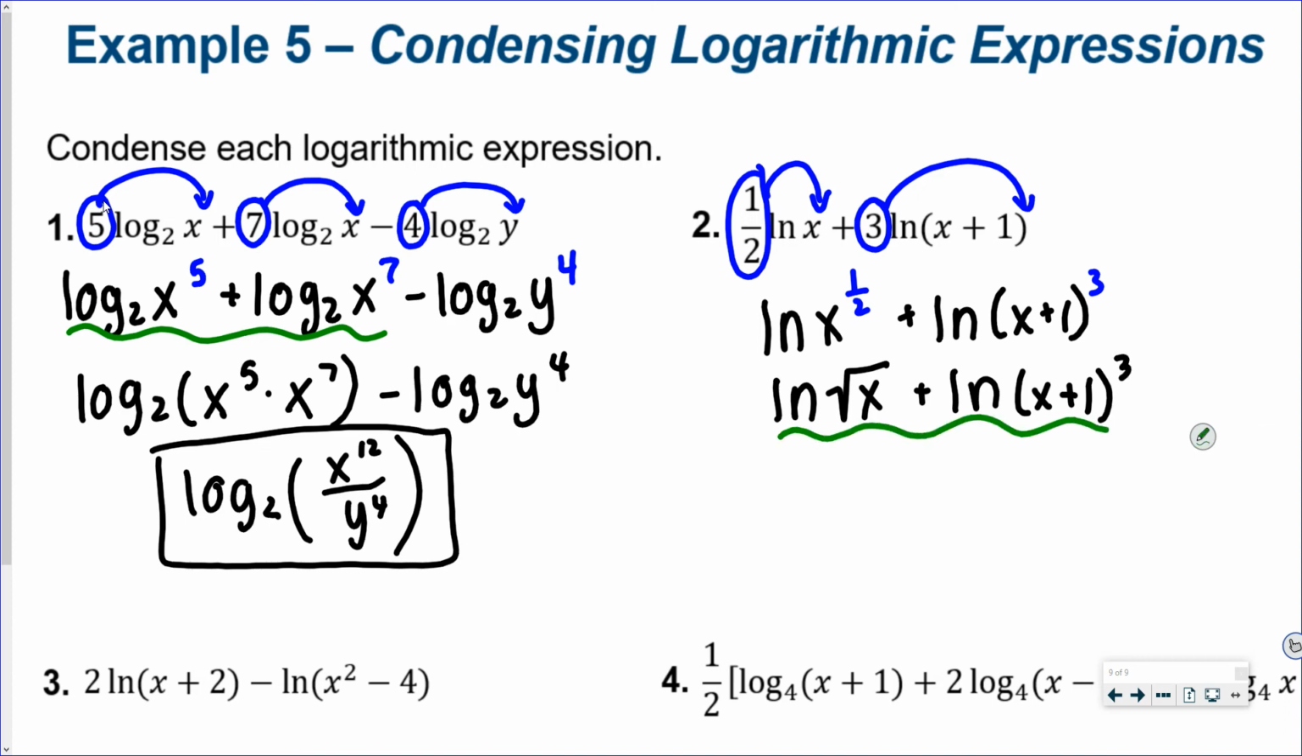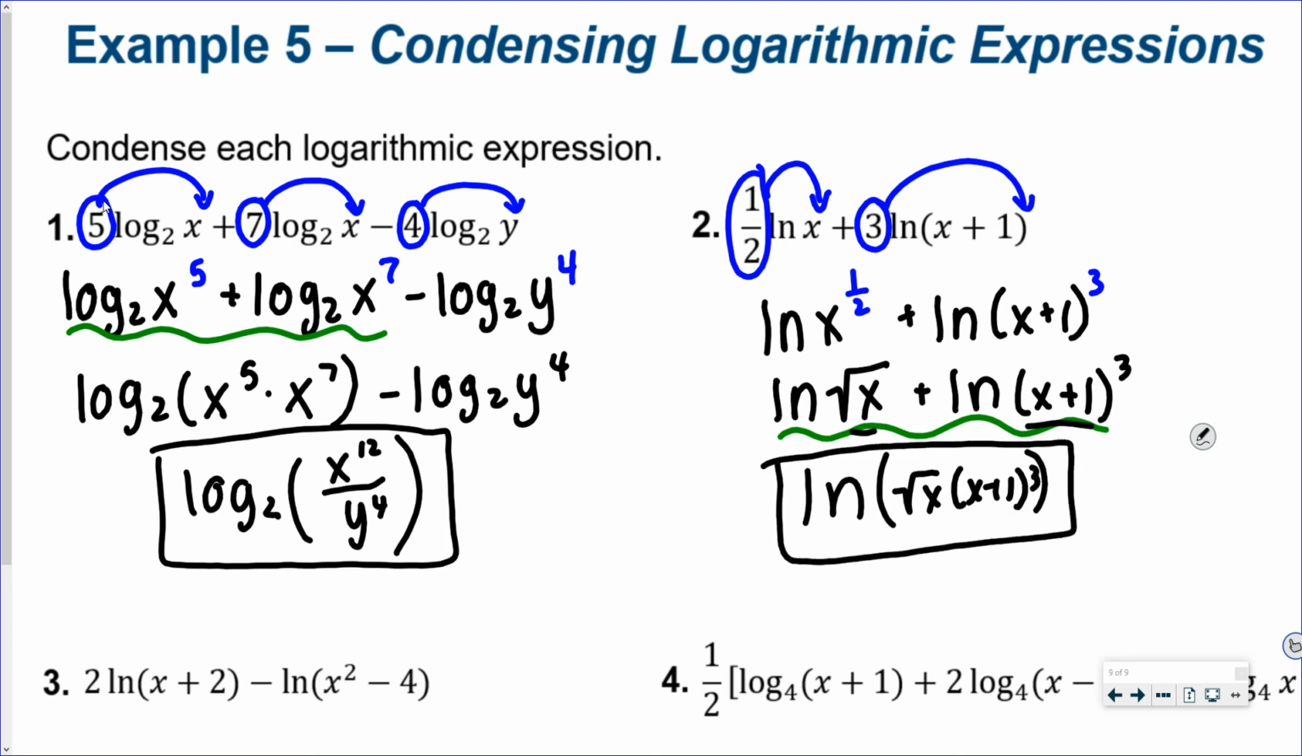All right. Now I can condense this to one log. What operation would I do with this guy and this guy? Multiplication. Good. So we just write this as the square root of x times x plus 1 cubed. You know you're done with condensing if you just have one log. If you have more than one log written in your condensed answer, it's not fully condensed.